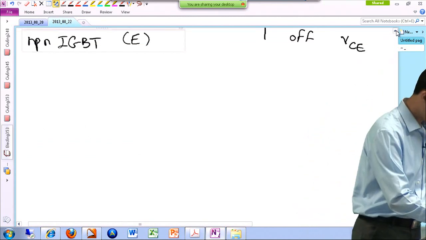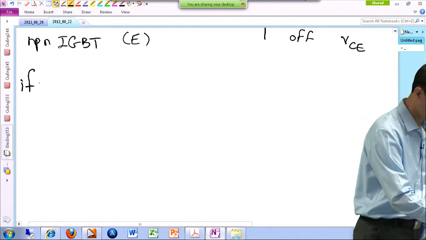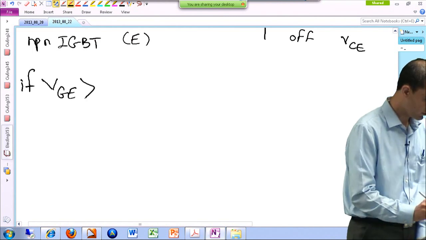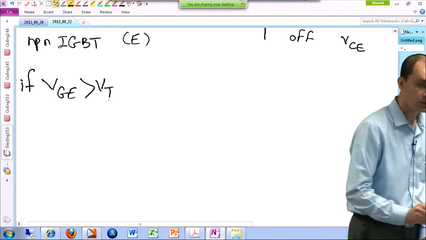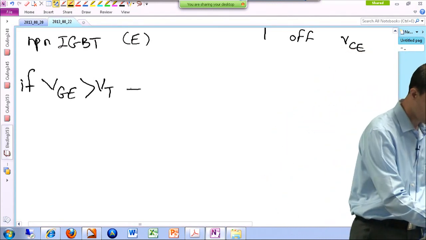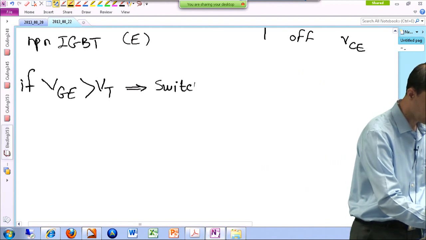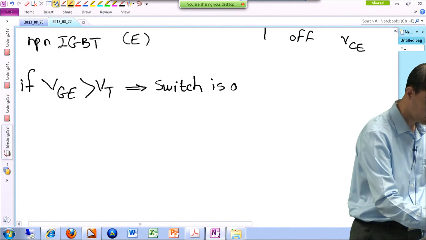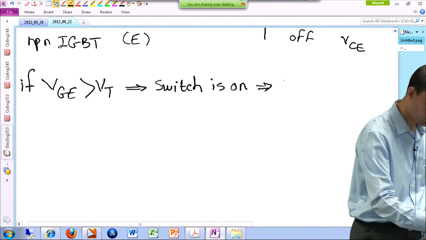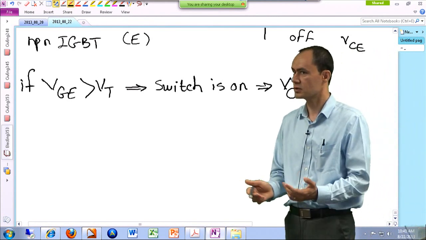The logic behind this device is very similar to a MOSFET. If the voltage applied from gate to emitter is larger than a certain threshold value determined by the manufacturer, which appears on the data sheet, the switch is on. And therefore, in an ideal case, you won't observe any voltage across the terminals of the device. It's like a short circuit when it is on.